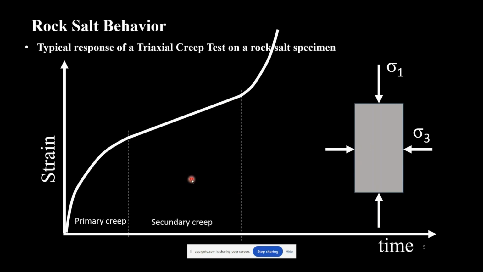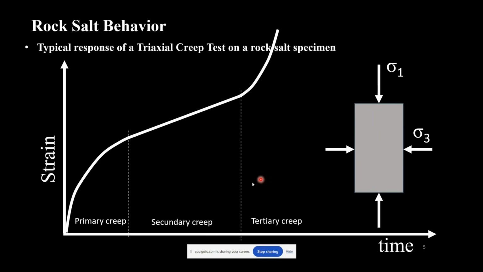And eventually, we may reach the tertiary creep. Here we have an acceleration of the strain rates, and this tertiary creep phase is associated with the failure of the specimen. As you see, the strain rates are increasing up to a point that the specimen will fail. And this phase is only reached when the differential stress reaches the dilatancy boundary that we determine using conventional triaxial tests, right?